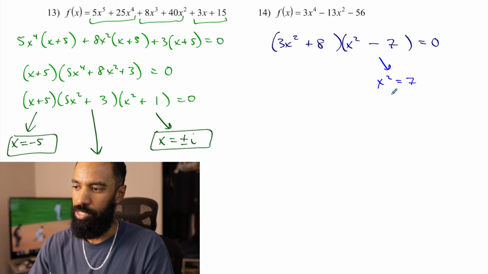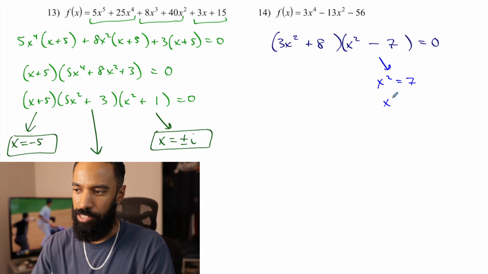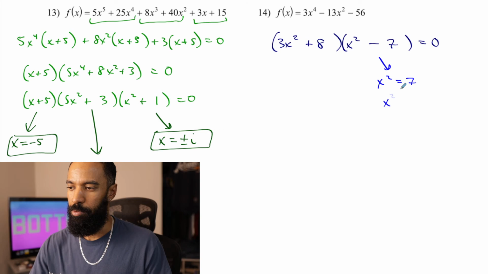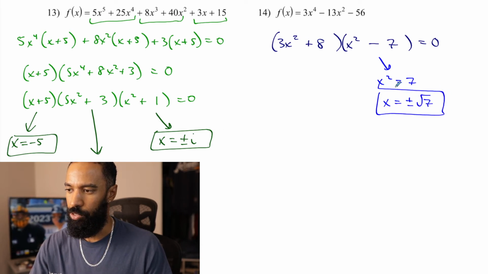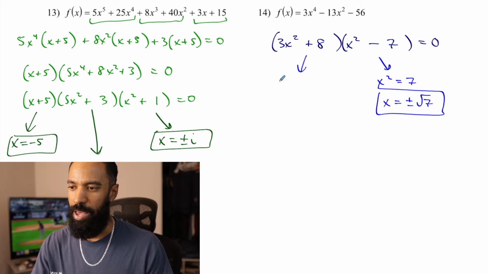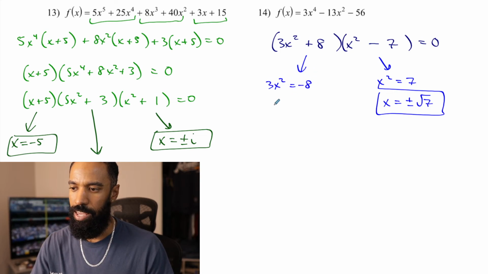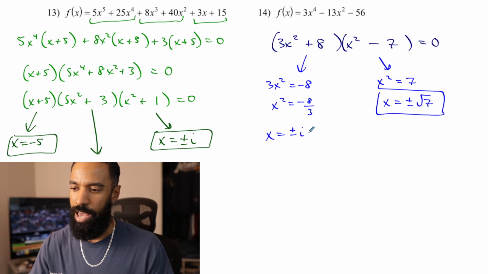X squared equals 7 when you add 7 over, and take the square root of both sides. You get x equals plus or minus root 7 right there. Two solutions. Right here, we're going to get some imaginaries going. We get 3x squared equals negative 8. X squared equals negative 8 thirds. Take the square root of both sides. Plus or minus I root 8 over root 3.